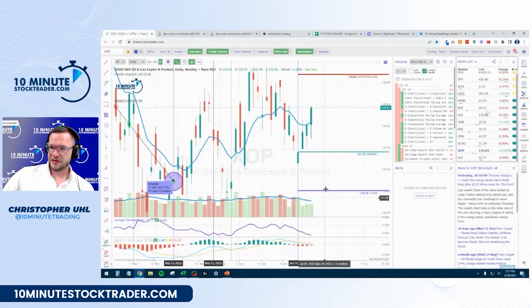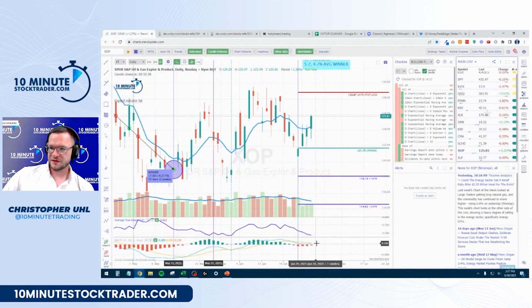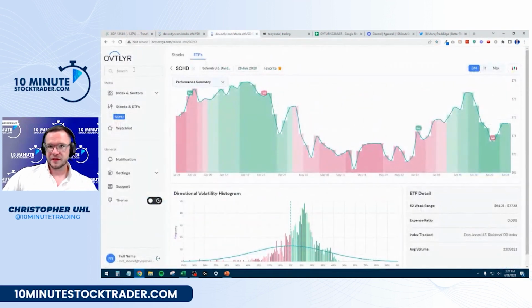Last two is XOP, not at the 2 ATR stop loss, not crossed over. It is getting closer, but it's not crossed over yet. XOP.